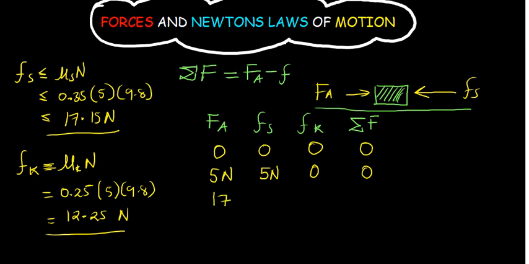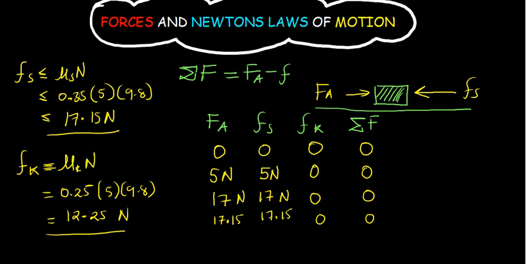If I apply 17 newtons, look at the static friction, 17.15. This is still less than the static friction force. So even the static friction force is going to act as 17 newtons. The kinetic friction is not working. These two are going to subtract each other. The net force is going to be 0. If I apply a force that is exactly 17.15, even the static friction is going to act as 17.15. Kinetic friction is not working still, and the net force will still be 0.